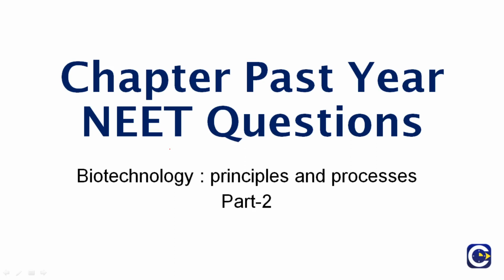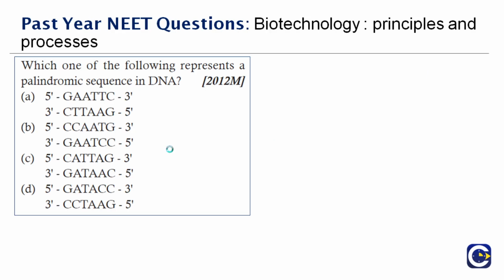Hi friends, we are going to see the past year NEET questions for the chapter Biotechnology Principles and Processes, and today in this video we will cover the next part, which is part 2. So let's begin with the first question here. Which one of the following represents a palindromic sequence in DNA?